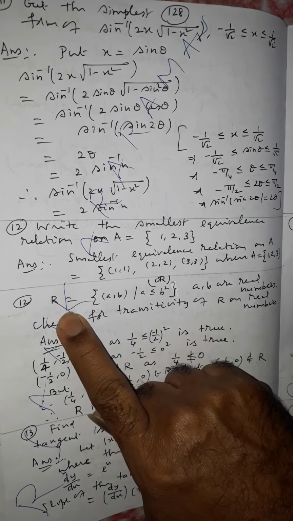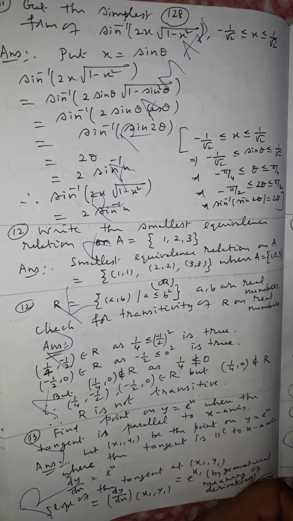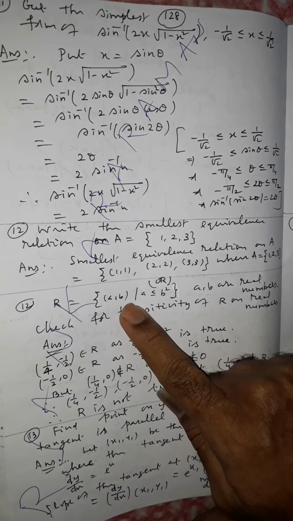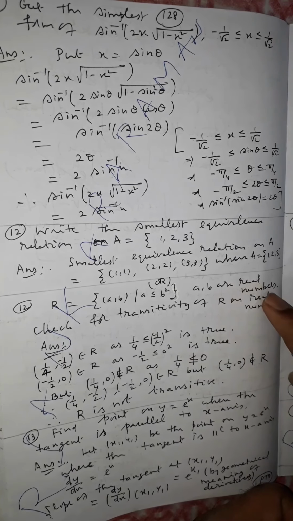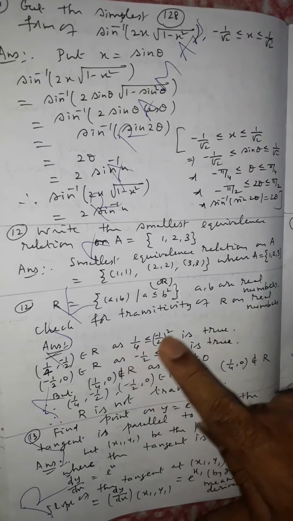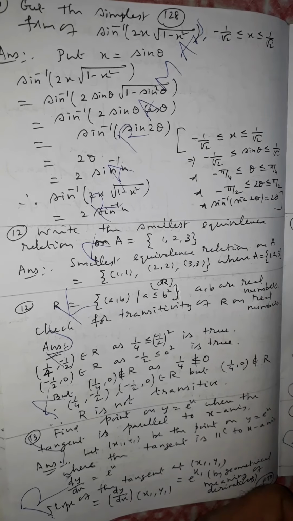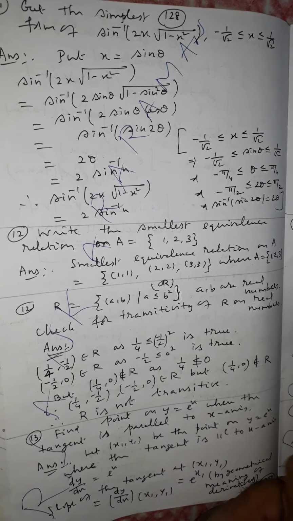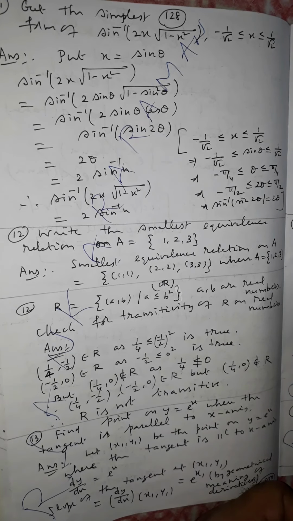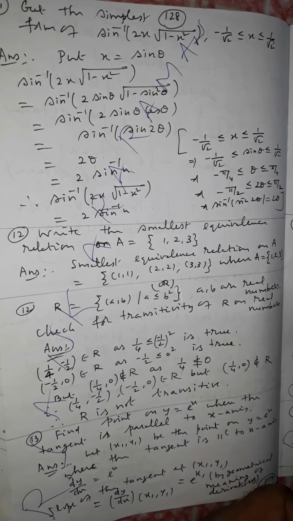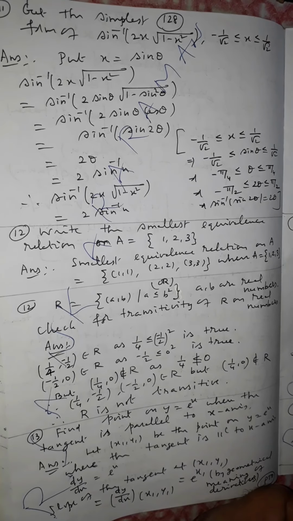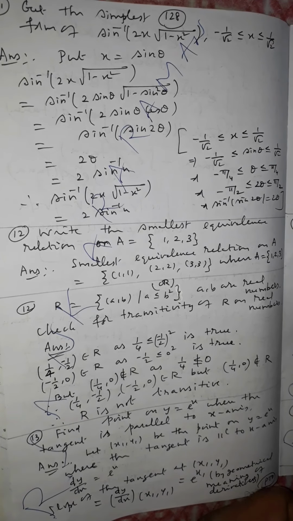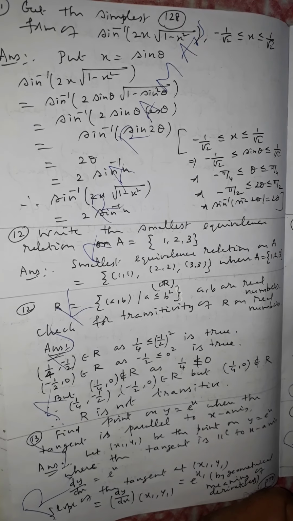Just see, the question goes like this. R is equal to the set of all (a, b) such that a is less than or equal to b squared, where a, b are real numbers. Check for transitivity of R on real numbers. By transitivity you mean if (a, b), (b, c) are elements of R, I should check whether (a, c) is also an element of R for any three a, b, c in the given set.